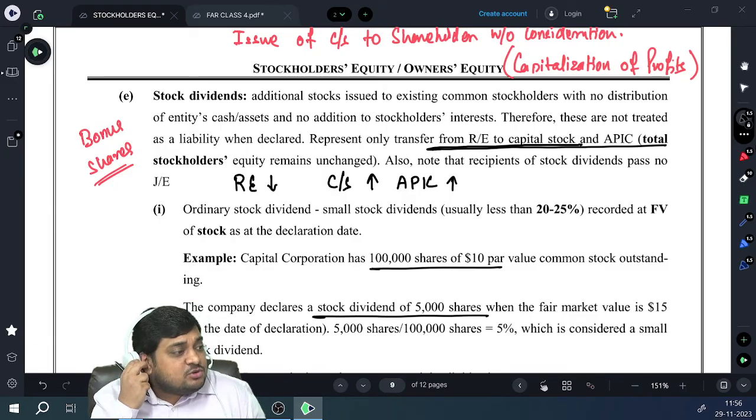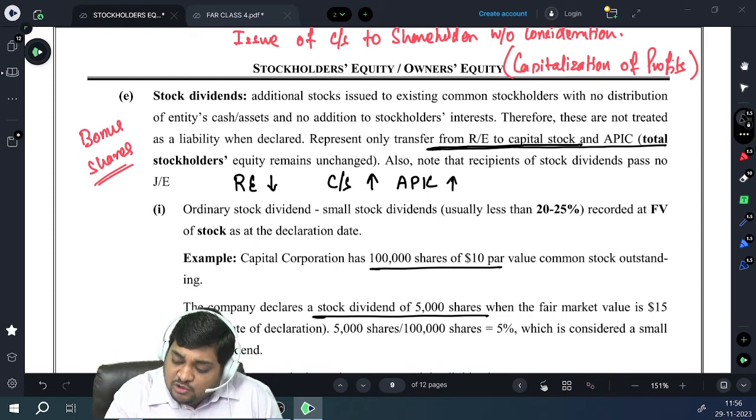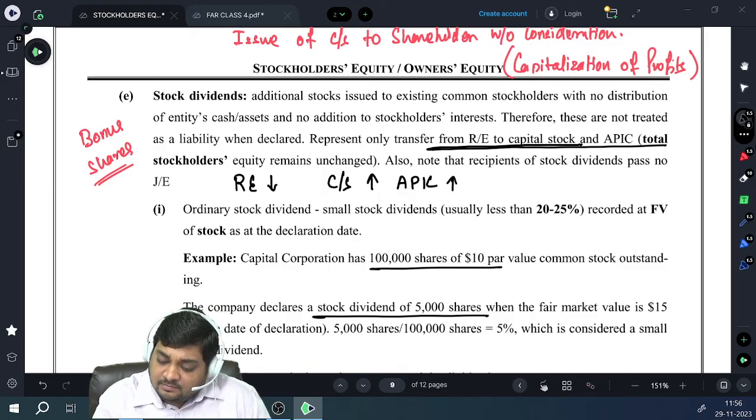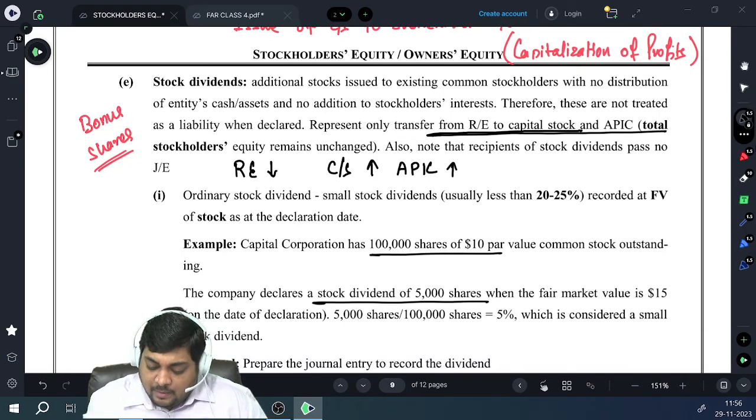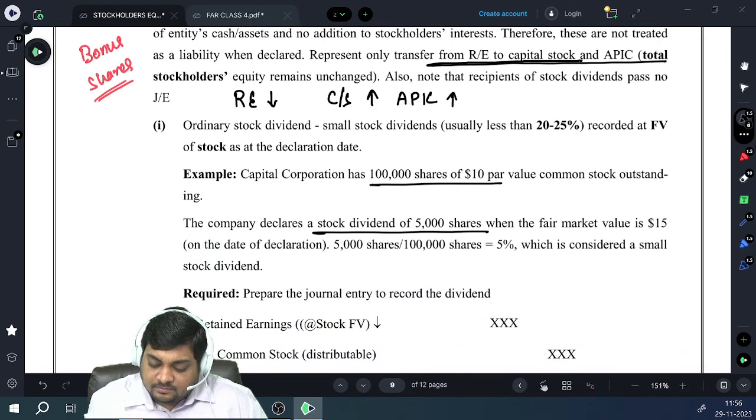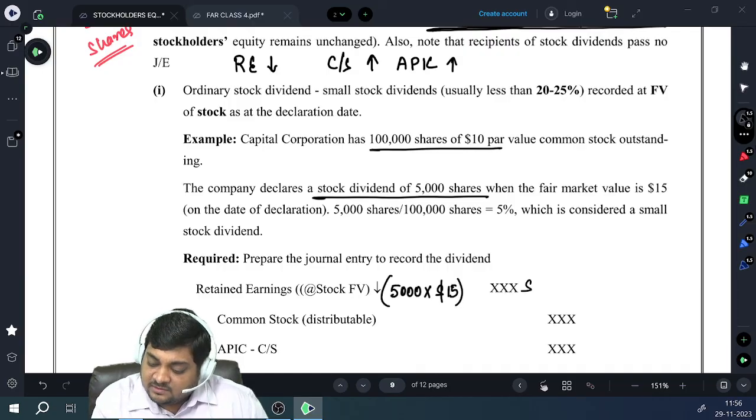So it is usually less than 20 to 25%. So what I will do, I will reduce my retained earnings by 5,000 into 15, right? And increase the common stock and additional paid in capital. So my retained earnings is reducing by 5,000 into $15. That comes to $75,000.